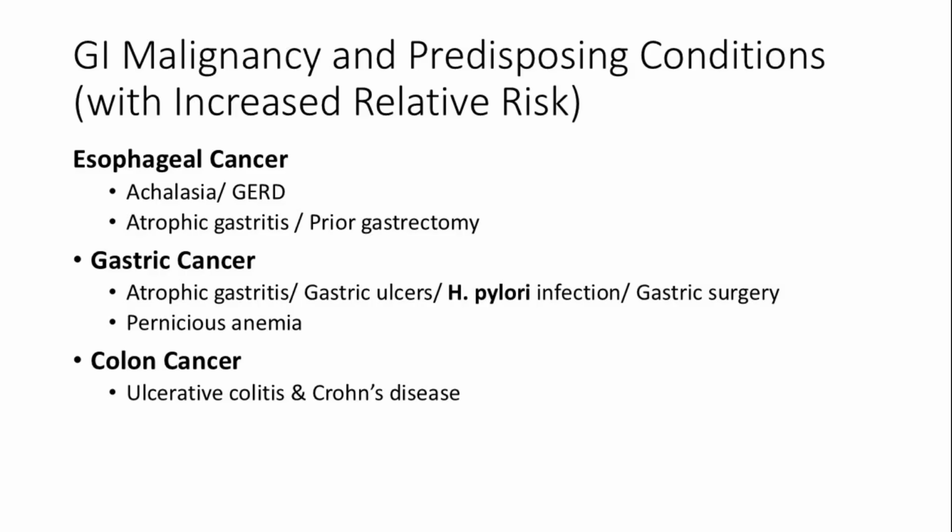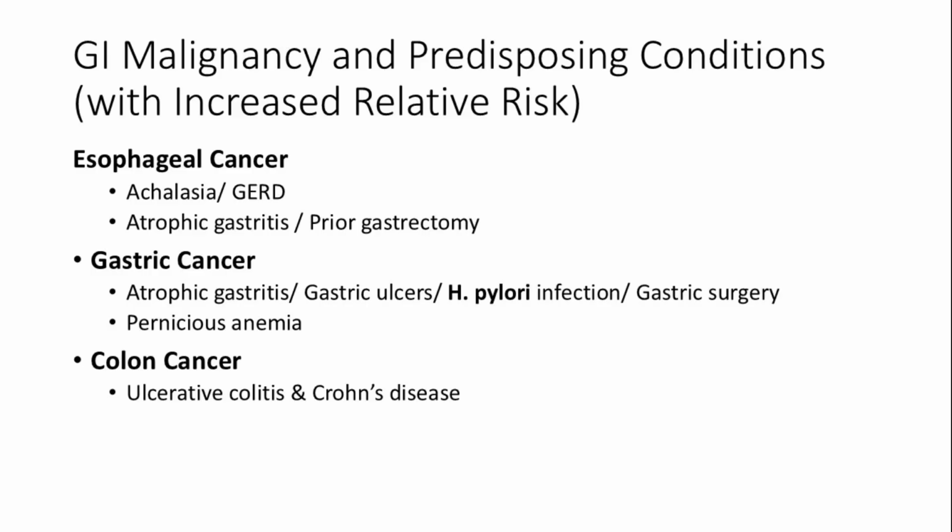Certain gastrointestinal malignancies are associated with specific predisposing conditions that significantly increase the relative risk of cancer development. Starting with esophageal cancer, risk factors include achalasia, where esophageal motility is impaired, and gastroesophageal reflux disease, GERD, which can lead to Barrett's esophagus, and subsequently, adenocarcinoma. Additionally, atrophic gastritis and a history of gastrectomy are also linked with increased esophageal cancer risk due to changes in the gastric and esophageal environment.